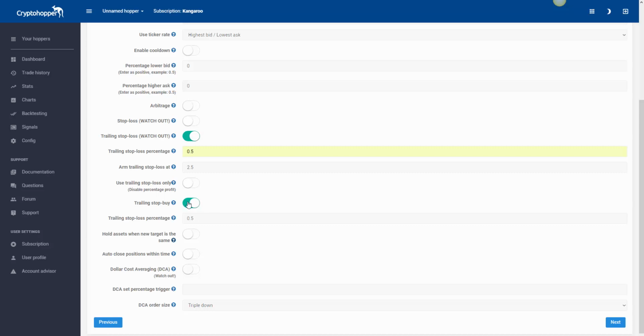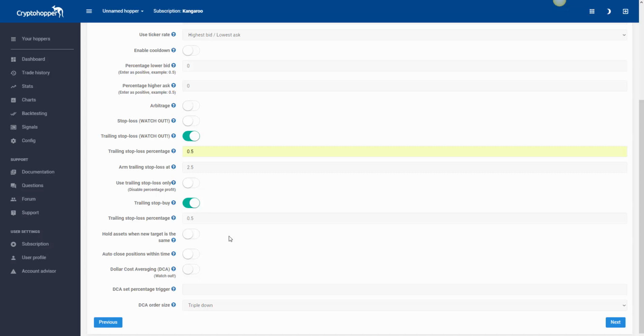You don't have to use trailing stop buy. You can just place a regular buy. It's not a problem. Here we have another option. It's very complicated to understand. I'm not even sure if I understand it correctly, but I will try my best to explain it to you.